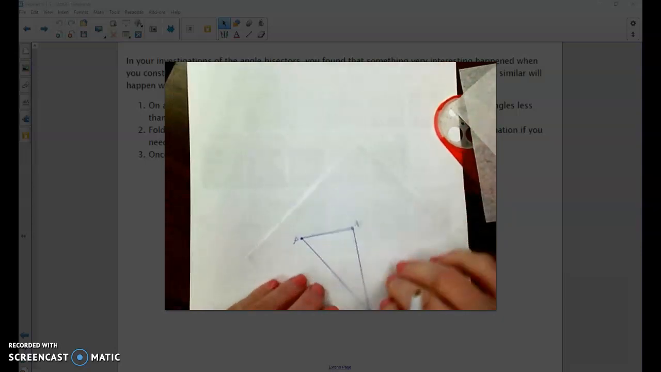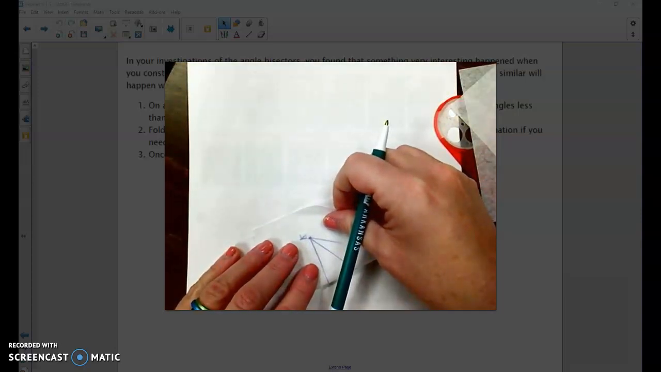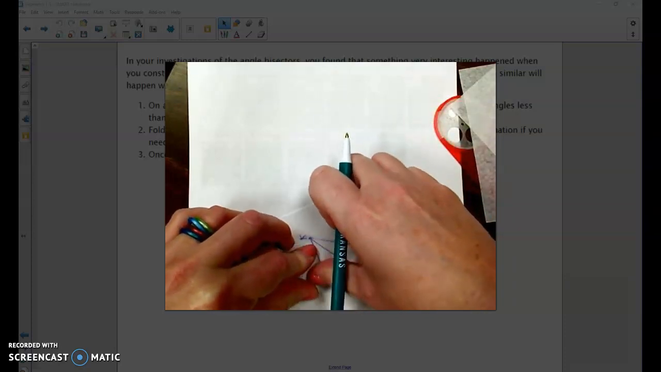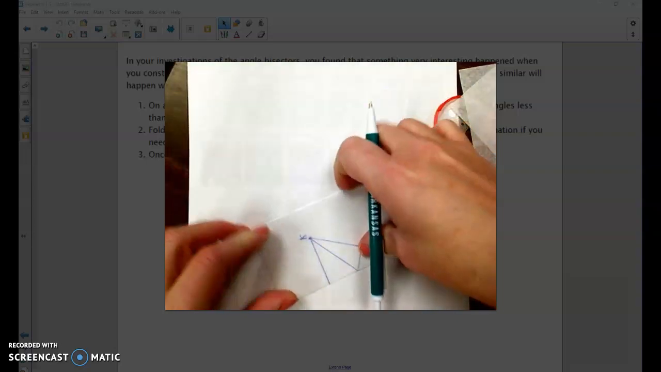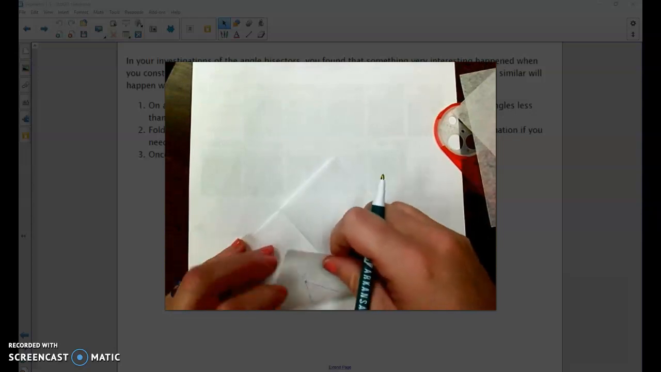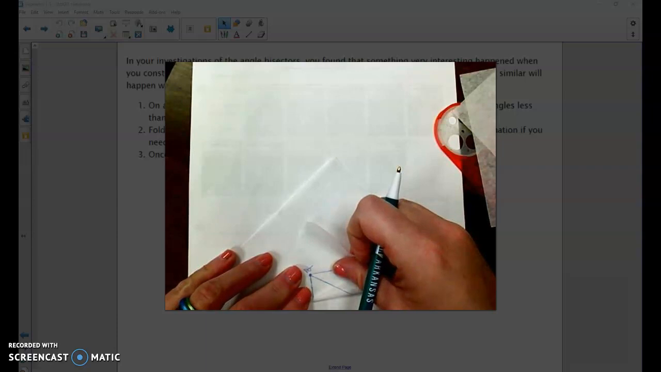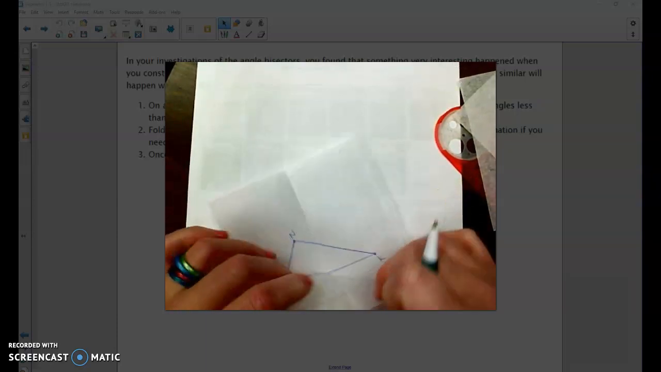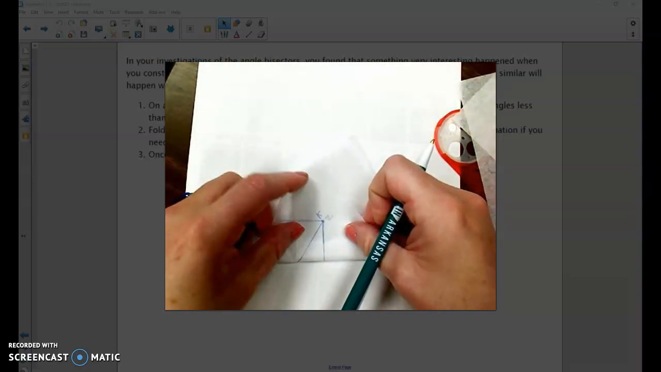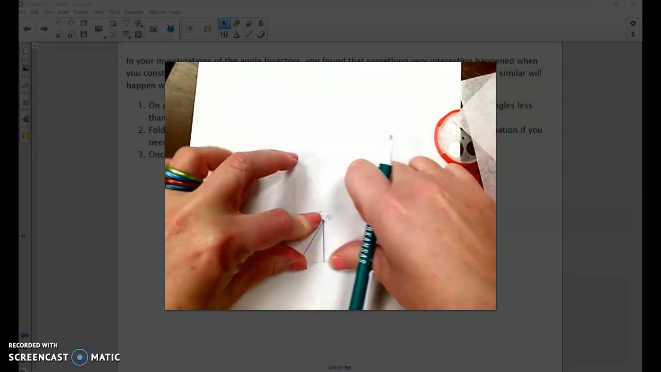And then I'm going to fold K on top of P. Remember to be as accurate as possible here. That'll really affect your outcome here in just a minute. So really be precise with these folds. I folded P to K. Now I'm going to fold P to N. So again, I'm being as accurate as possible in these folds. And then I need to fold finally K to N. And again, I'm making sure I'm super accurate, placing those points on top of each other.